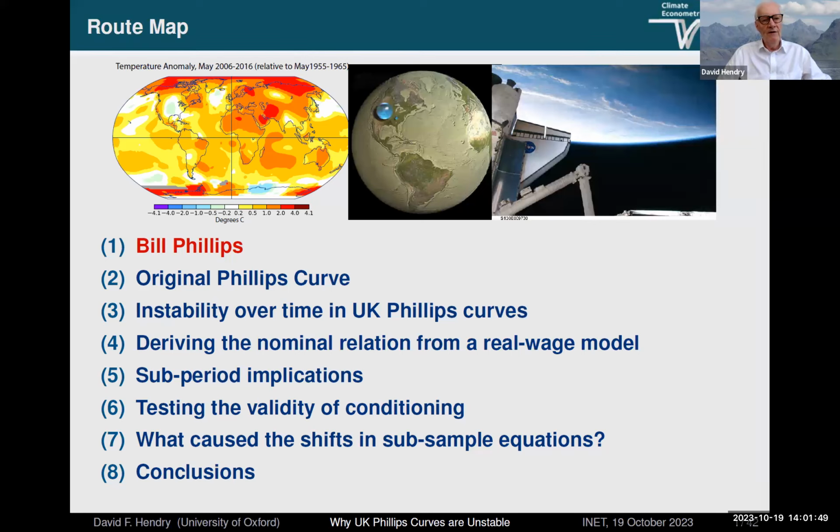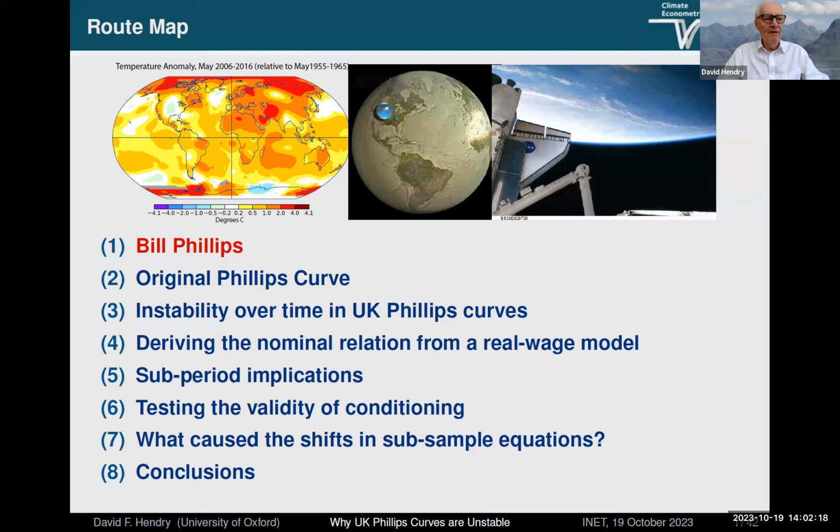And then Jenny and I have several times published on a real wage model for the UK that has been constant since 1860 right through to the present. And that can be converted to a nominal relation, and we'll derive that nominal relation and do a misspecification encompassing analysis. Can it explain why the Phillips curves are shifting? And the answer is yes, it can. So you can get a constant model to explain a non-constant model.